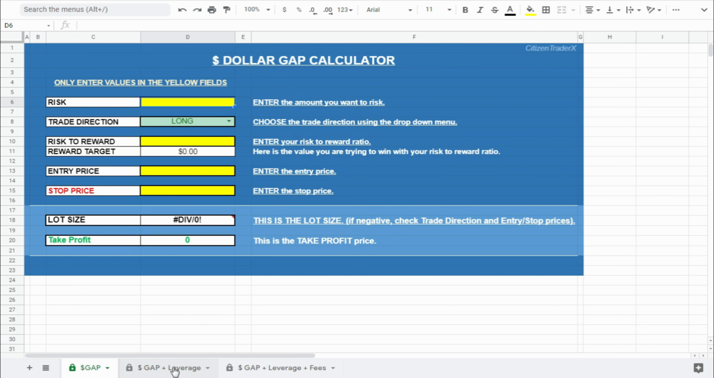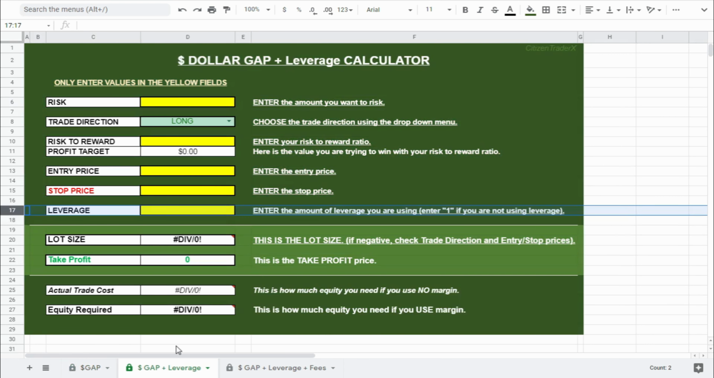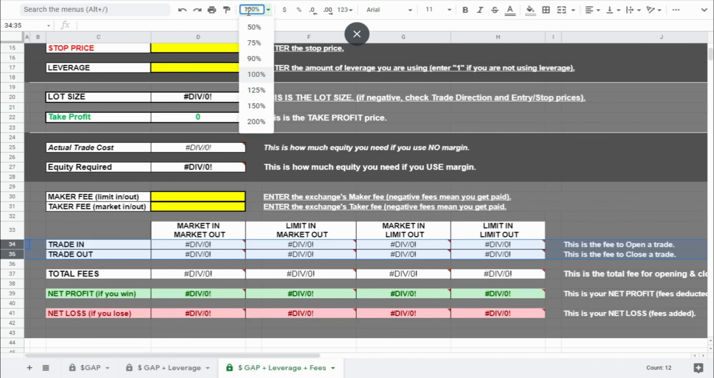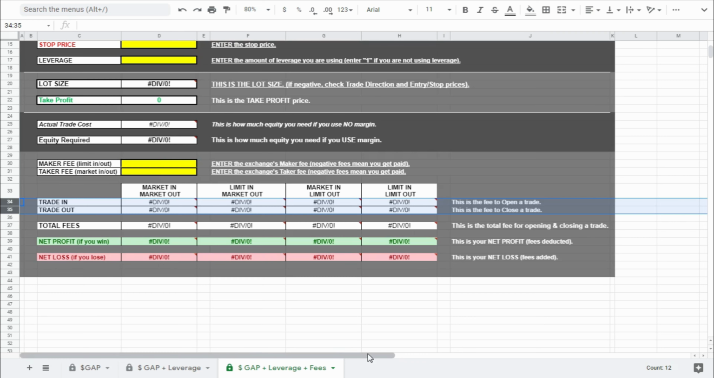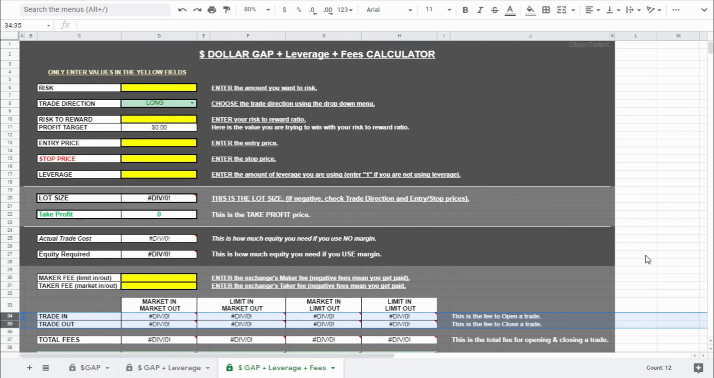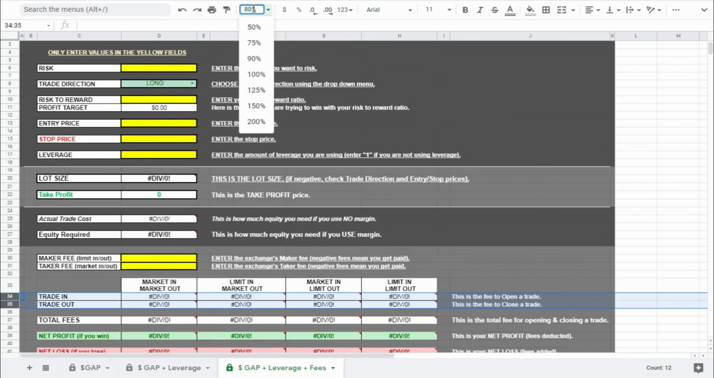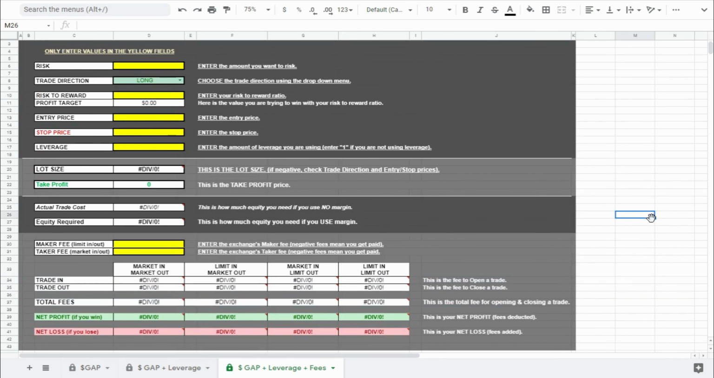The next tab, we introduce leverage. So we're going to introduce the amount of leverage that we want to use, and therefore determine how much equity we actually need to place the trade. The third tab just adds a bit more information. Let me just minimize this so we can see it all, or most of it. Maybe we need to go smaller. And basically in this one, we have leverage. So basically you've got your basic calculator.